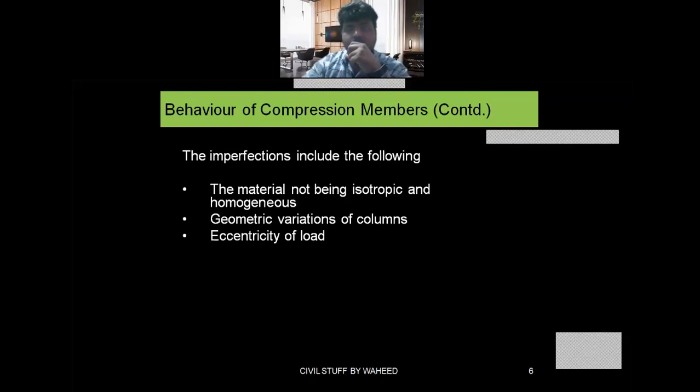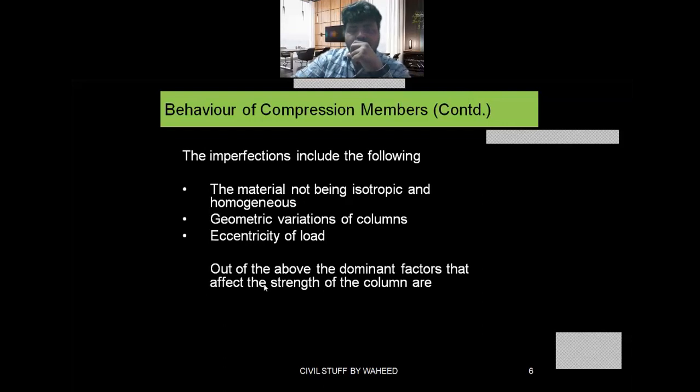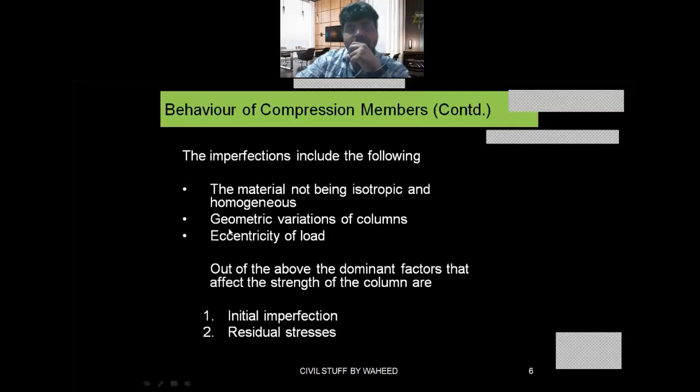Okay. Next, out of the above, the dominant factors that affect the strength of the column are initial imperfection and residual stresses. So there are many things, but in that, initial imperfection and residual stresses are the major ones, which are predominantly affecting the strength of the column. Means, as I said, imperfection may be because of the three criteria, and residual stresses means they may develop while fabricating. Okay. Next, see, dominant factors that affect the strength of the column.